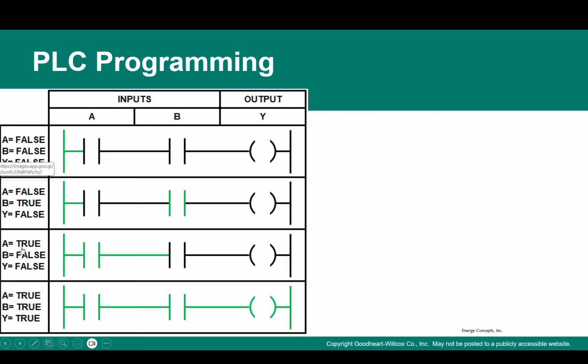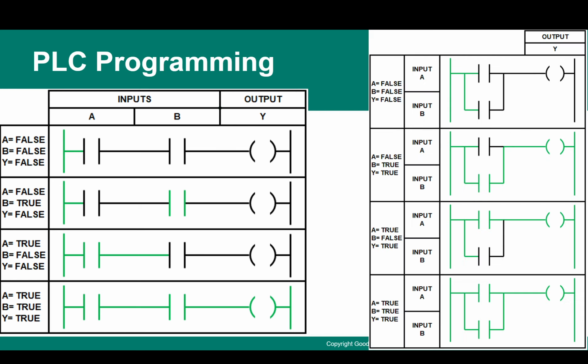Now the third case is that A is true, so it's shorted and the current can flow, but since B is false, there won't be anything at the output. And the fourth case, now A is true, it's connected, it's closed, and B is closed, and that's why the current can easily flow from input to the output. And in simple words, that's how PLC programming looks, and that's how we are going to do PLC programming tasks.